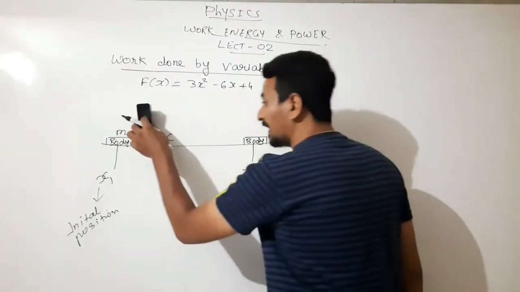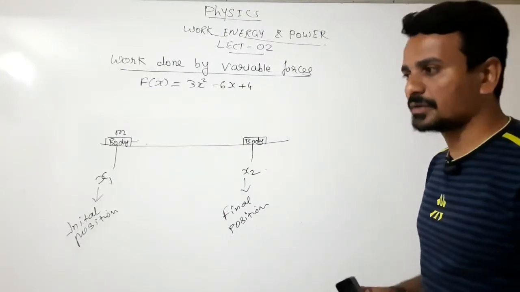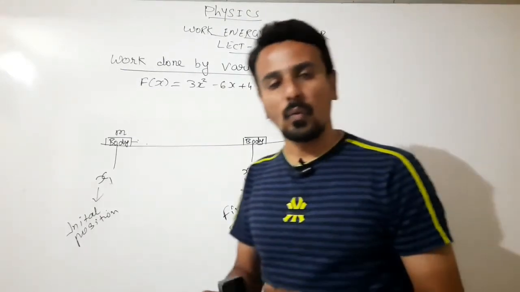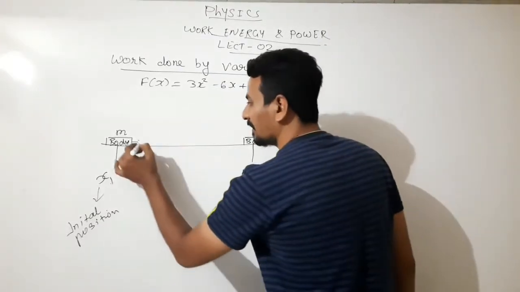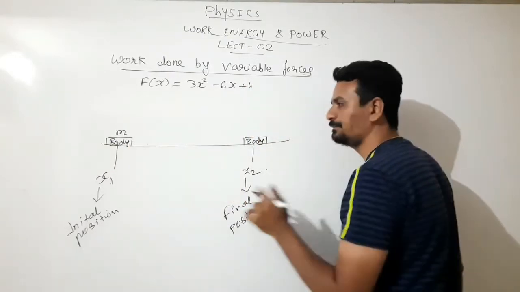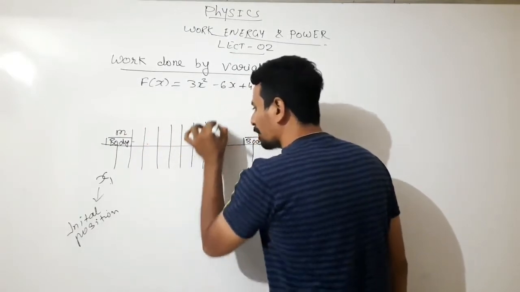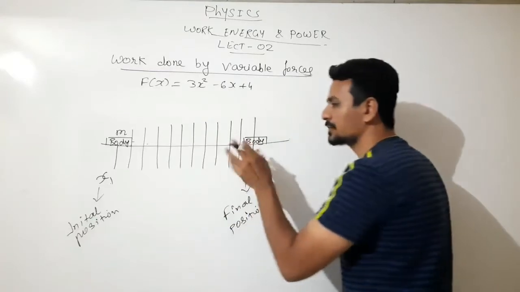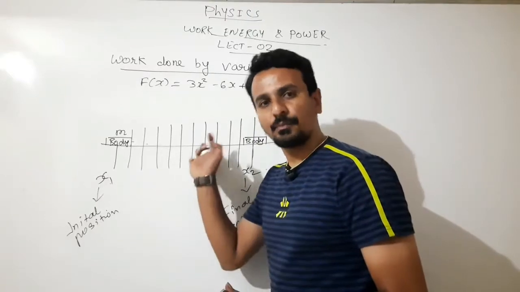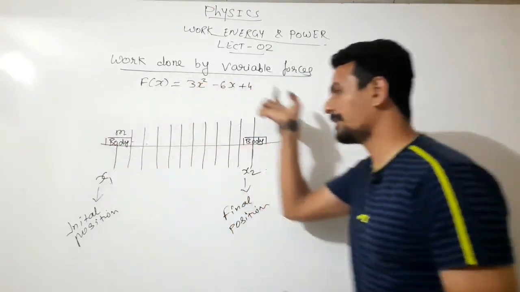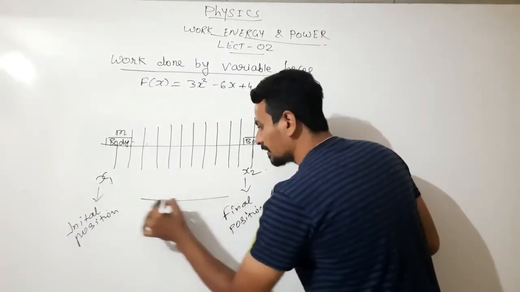For this, we need to first make the force constant. Only then we can calculate the work done by this variable force. Now, what shall we do in this case? Divide this path into very, very small elements. We can make more smaller elements, but this is just to explain to you. What did I do? I divided the entire path of the body from where it is starting to where it is ending. Clear? Now, actually this division will be done this way.